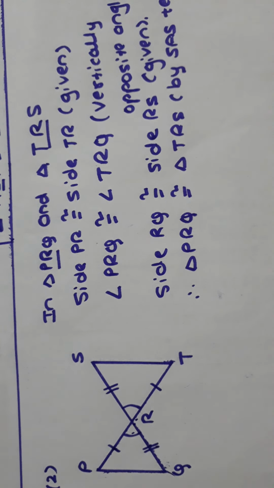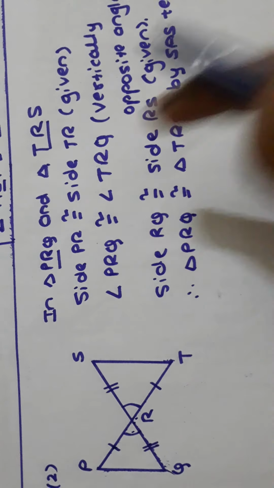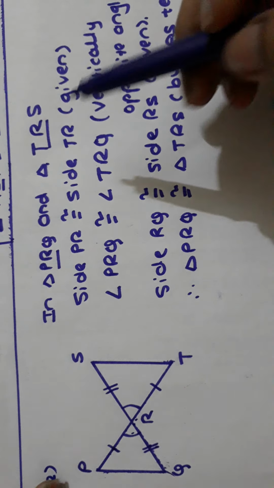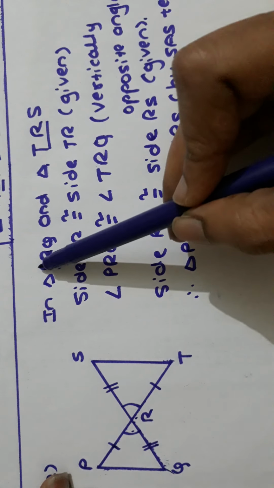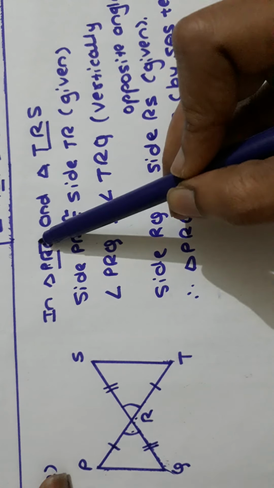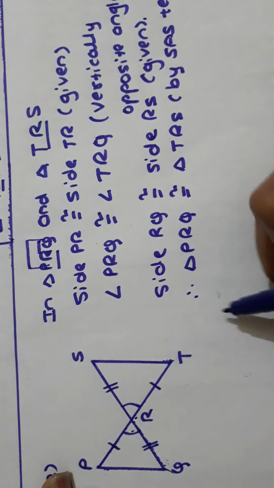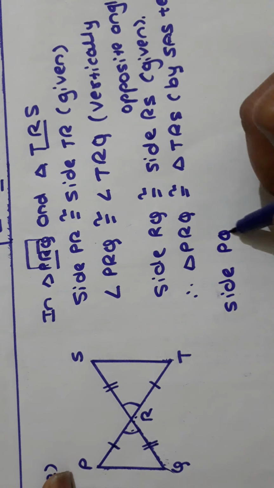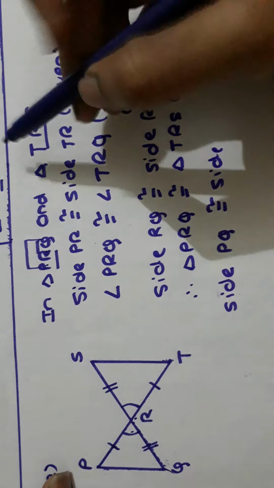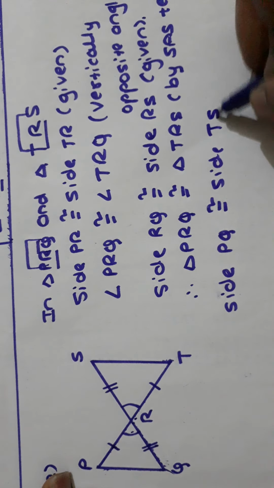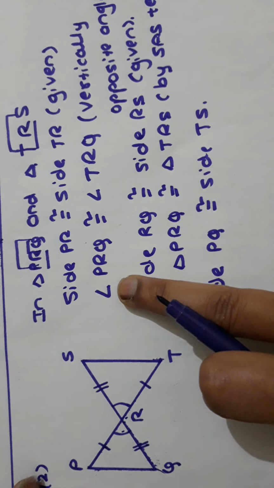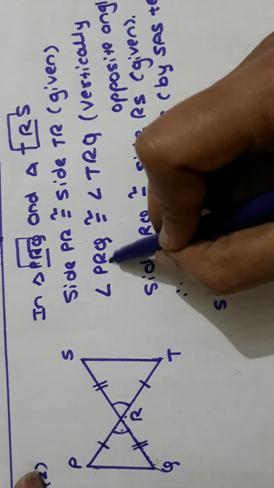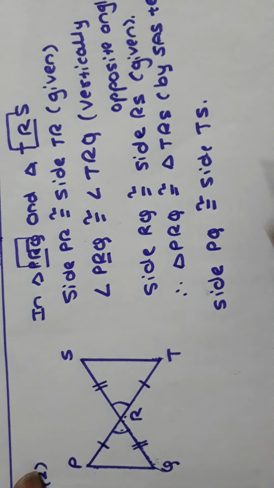Now we have to write the remaining congruent part. Two sides I have already taken. So one side is remaining. I have taken side PR and side RQ. So the side which is left is PQ. Side PQ congruent to side TS. This is the remaining side. So I have taken all the 3 sides. Now I have taken here only one angle. So 2 angles are left. Here I have taken angle R. So angle P and angle Q are left.